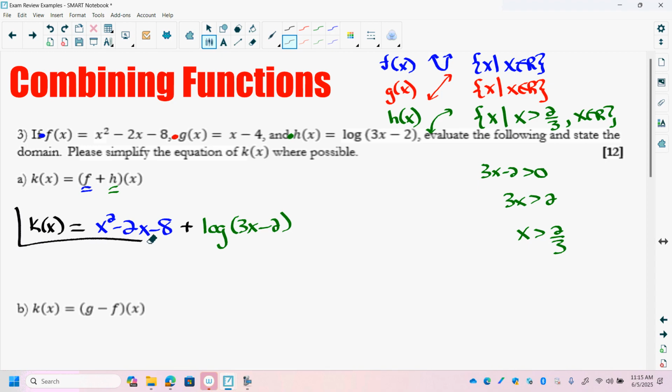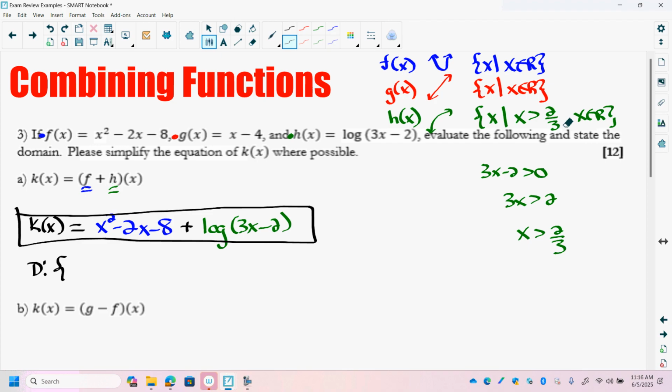That's as simple as it gets. That would be the equation of k at x. The domain of k at x would be the domain that's common to the quadratic function and the logarithmic function. So this one has a domain of x belongs to the real numbers. This one has the domain of x is greater than 2/3.